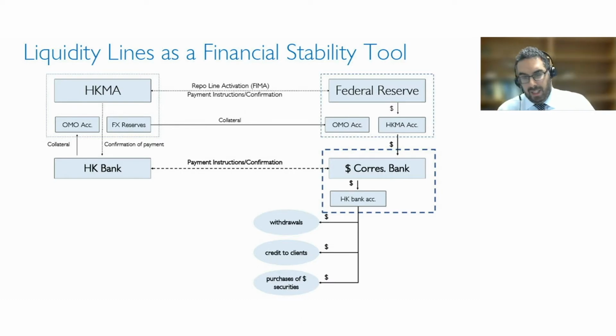And what we see here is that in practice, these lines are actually used. Federal Reserve lines more broadly, not just the Hong Kong ones, are used for all three purposes. So we do see these lines being drawn when there are runs on foreign banks. We see that the dollars are used to provide additional loans to clients, and we also see that these loans tend to propagate throughout the whole financial system.